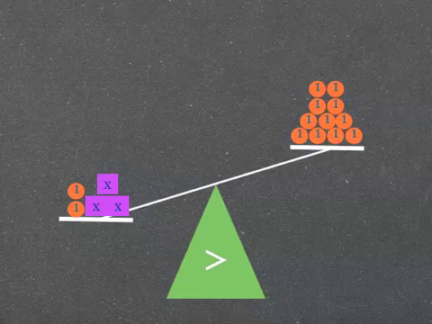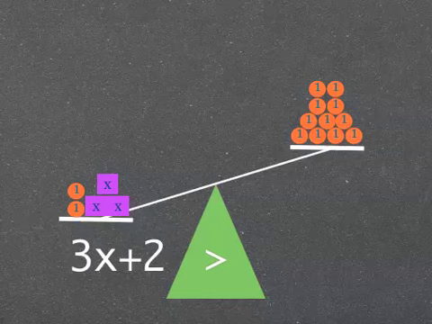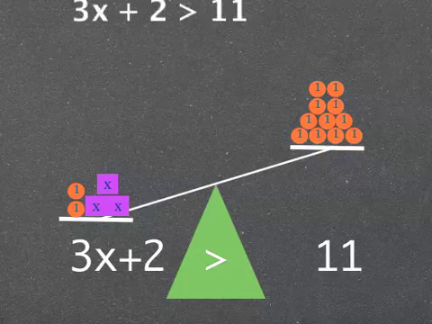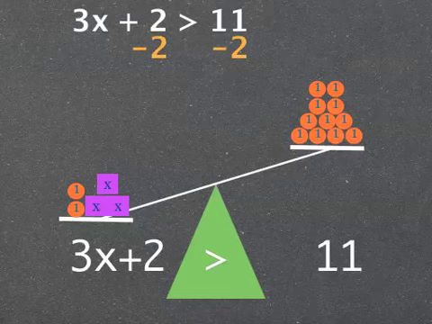When you look at the left side, you have 2 1s again, and in this case, you have 3 x's. I can write the 2 1s plus the 3 x's as 3x plus 2. And if you look on the right side, you have 11 ones, which would just be 11. Now I've set up an inequality. I need to solve the inequality for x. To do so, I need to subtract 2 from both sides first. When I subtract 2 from both sides, I'm left with 3x is greater than 9.